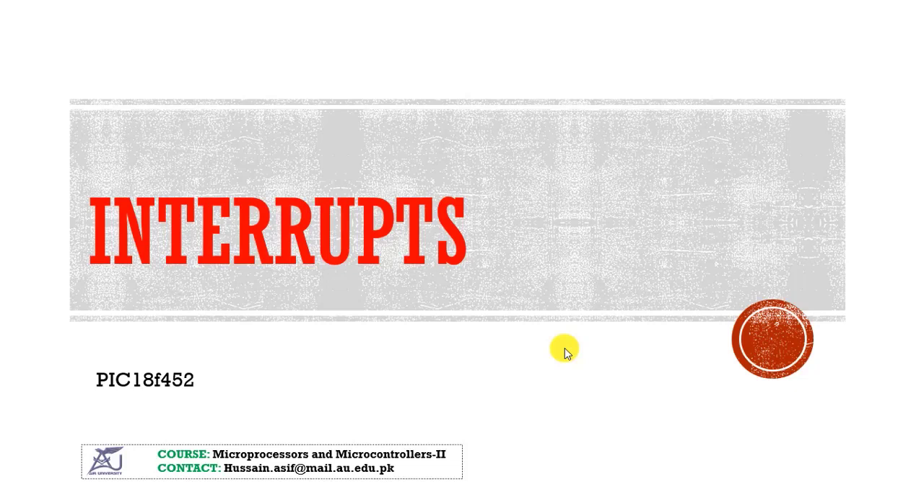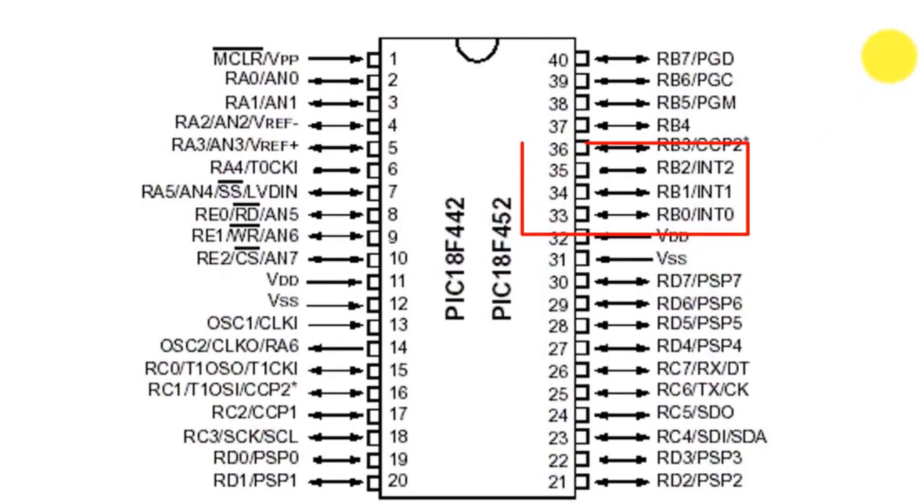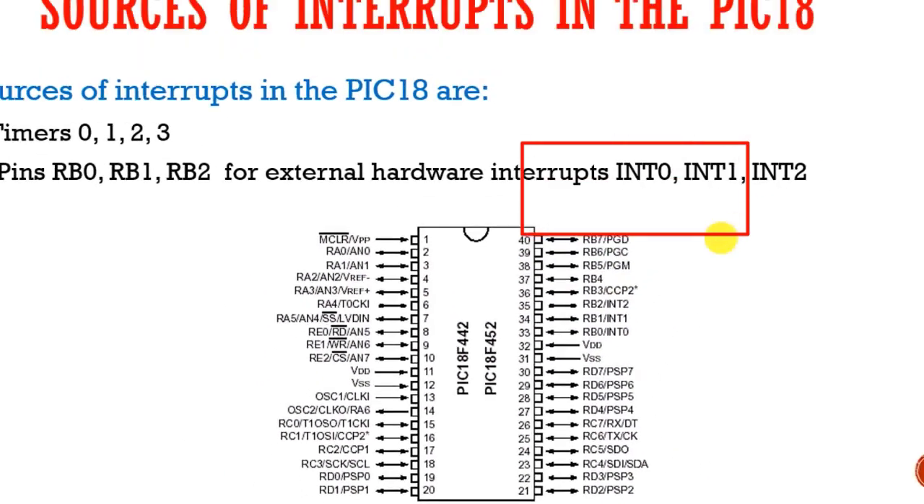So we'll just proceed without wasting any time. The sources of interrupts in PIC18F452 are timers, and pins RB0, RB1 and RB2, because these have been dedicated for the external hardware interrupts INT0, INT1 and INT2.